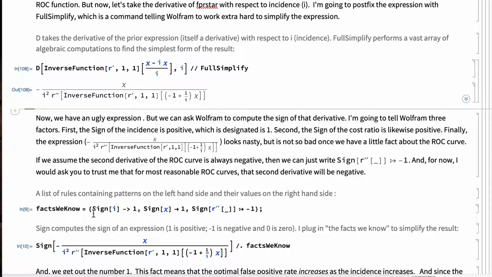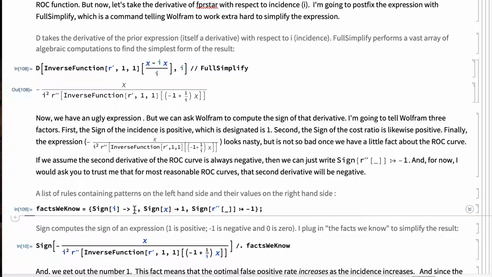Here are some facts that we know. Incidence is positive. One means positive and -1 means negative. The cost ratio is positive. We have no negative cost. You never get a benefit from classifying a person wrongly. And then the other thing we know is that the sign of the second derivative of the ROC curve is negative. Why is that? Because it tends to increase at a decreasing rate. That's maybe the one tricky point here.